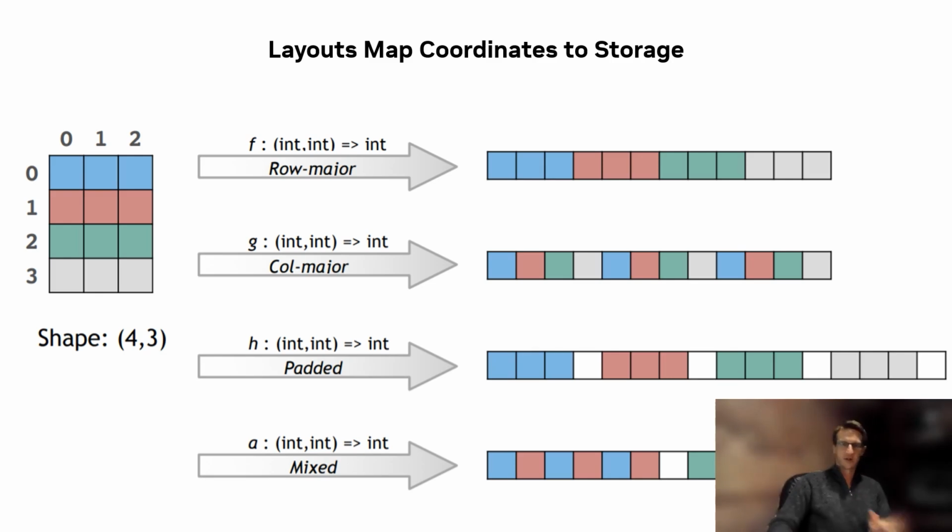Principally, layouts are simply functions from coordinates to offsets. Here I've shown 4 common layouts: row major, column major, padded, and mixed. Note that the coordinate space doesn't change, while the storage of the data does change in each case.